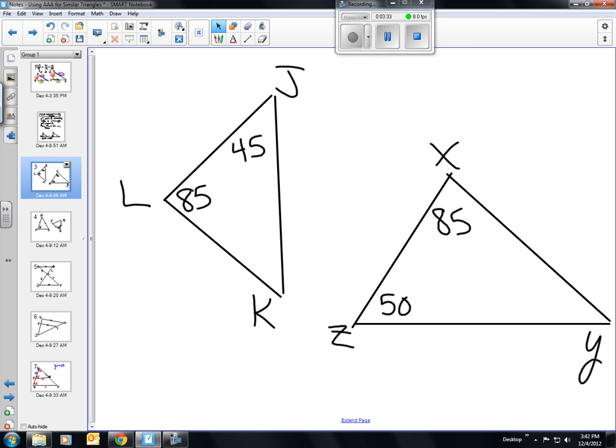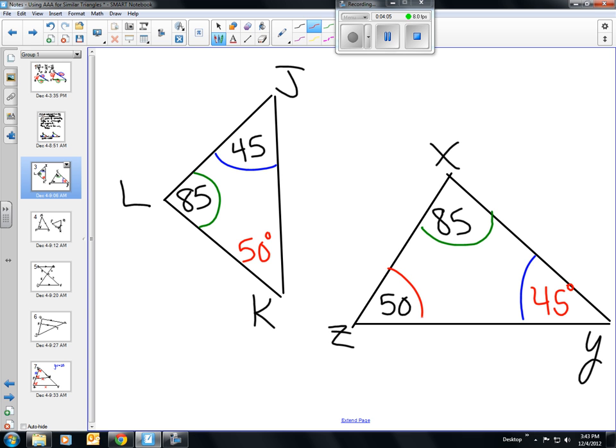We have these two triangles in question, and we want to determine if they are similar triangles. First we want to look at the corresponding angles in this diagram. We have 85 corresponds with this 85. Using the triangle sum theorem, this is going to be 50 degrees here and this is going to be 45 degrees. So 45 corresponds with this one, and 50 corresponds with this 50. So yes, in fact, these are similar triangles.